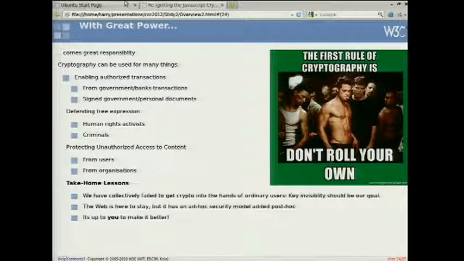We want to defend free expression, but if we want to defend the free expression of human rights activists, we're also allowing tools that some people may consider criminals to use. Authorizing transactions is useful in many, many different contexts. And I guess the final thing, and then we take some questions: we have collectively failed to get cryptography into the hands of ordinary users. The kinds of cryptography that most users encounter in their daily life are TLS and the CA system. Okay. We have to get this better.